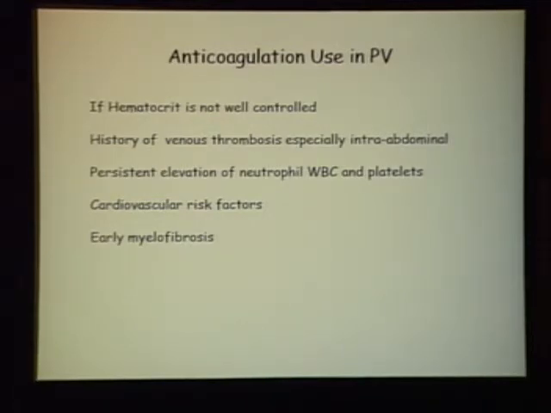Now, when should one use anticoagulation in polycythemia vera, where venous thrombosis is particularly a problem? If the hematocrit is not well controlled, if there is history of venous thrombosis, particularly intra-abdominal, splanchnic or portal vein thrombosis, if there is a persistent elevation of the white cell and platelet counts, if there are cardiovascular risk factors that are present in the patient, and if there's early myelofibrosis.